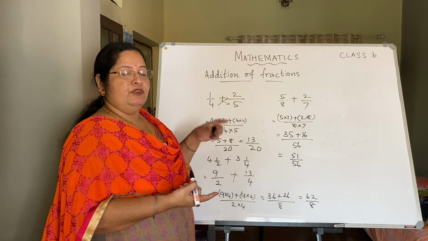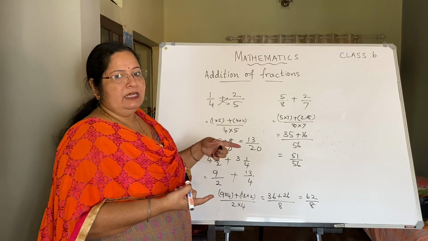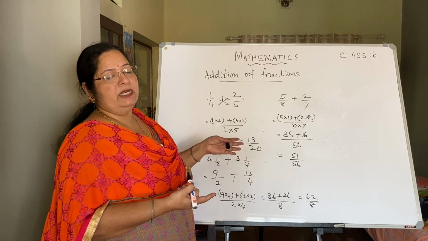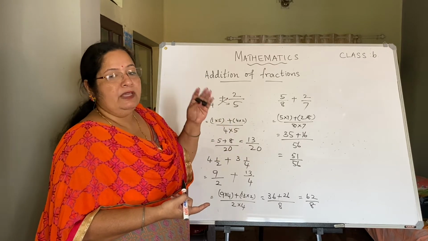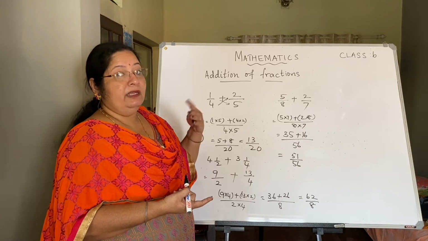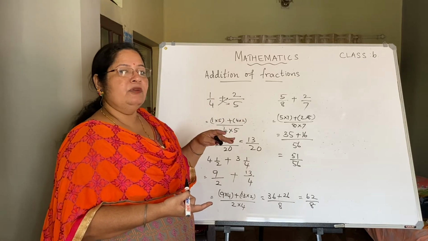Now 62 by 8 can be reduced further. So what do you do for simplifying it? Go on dividing with the same number. Both the numerator and denominator with the same number. Then you will get a number. If still it is divisible by any other number, divide both numerator and denominator with that number.